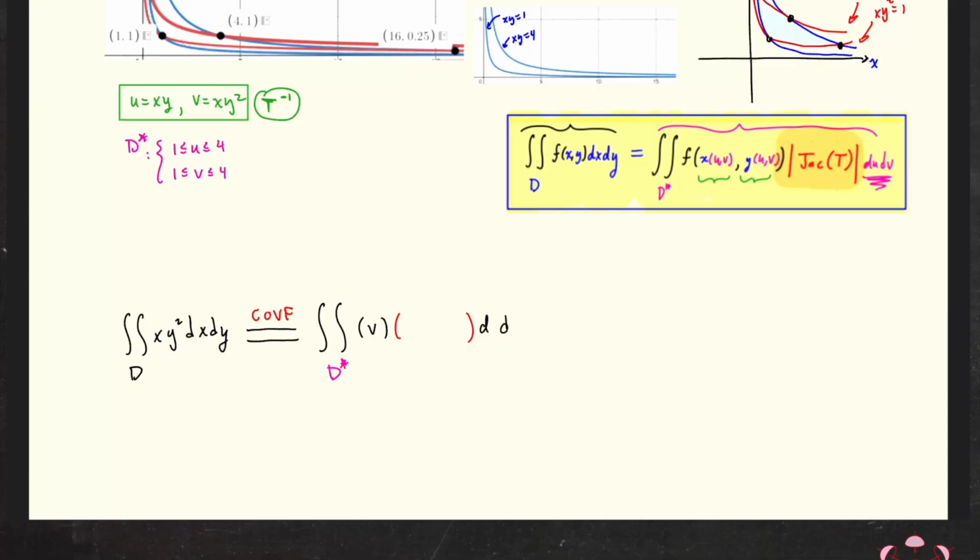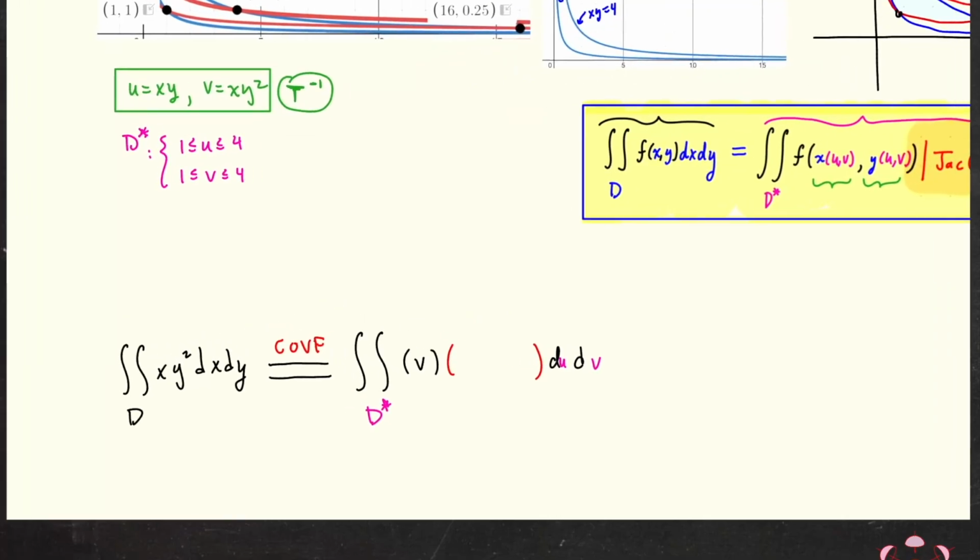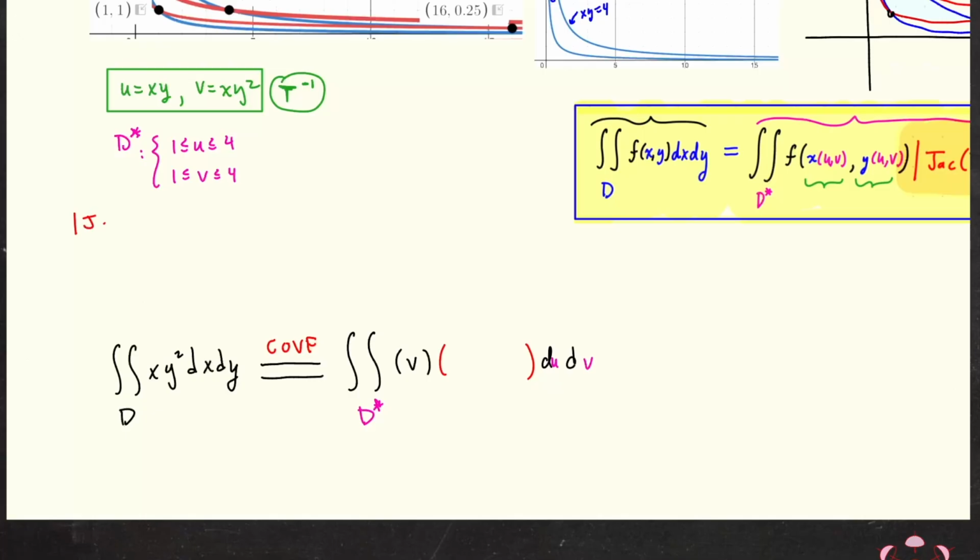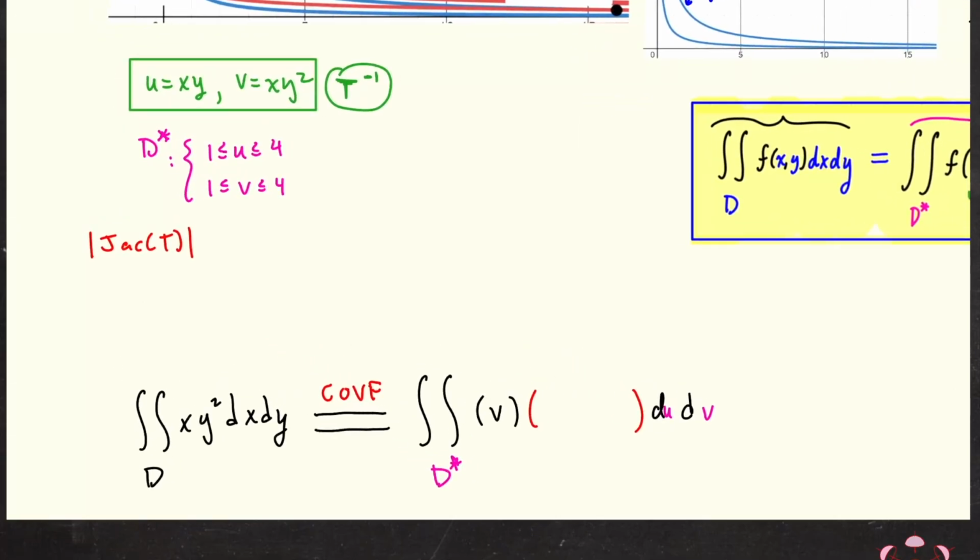Since our region of integration D star is a rectangle, I don't really care about the order, but let me just put the u dv. Okay. So let's figure out the Jacobian of T. Now we don't have T directly, so we can't calculate it, but hopefully you're used to the theorem by now: the Jacobian of T inverse, and then we'll do the reciprocal.